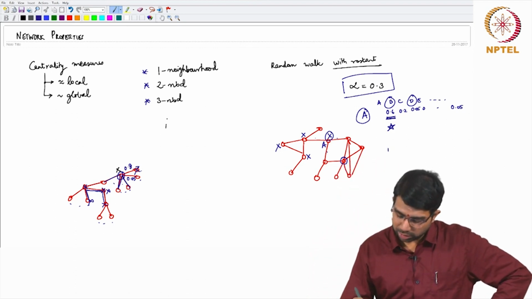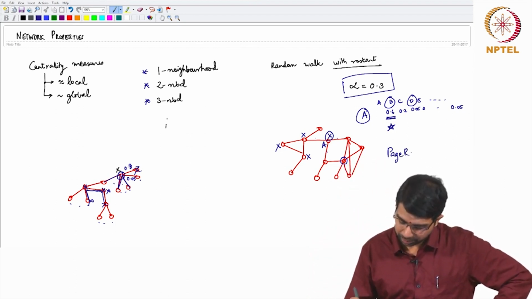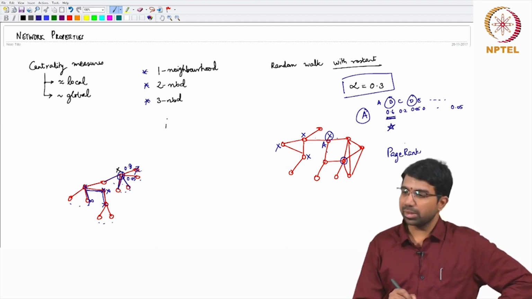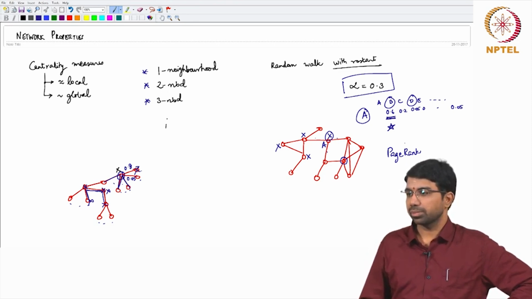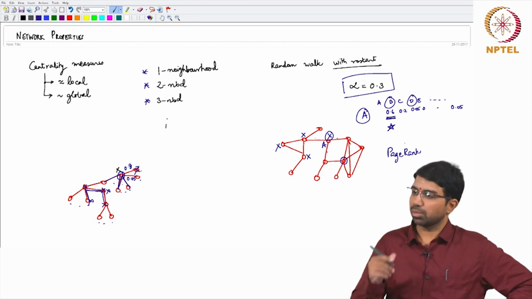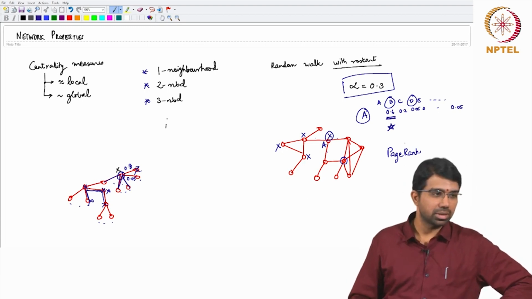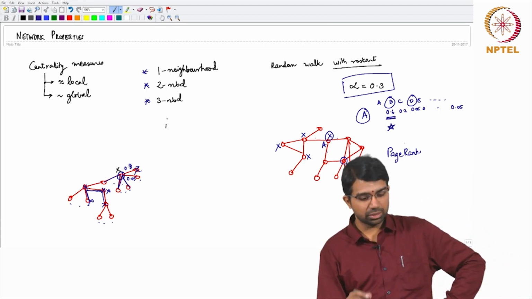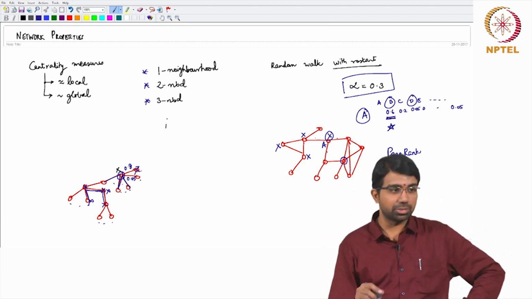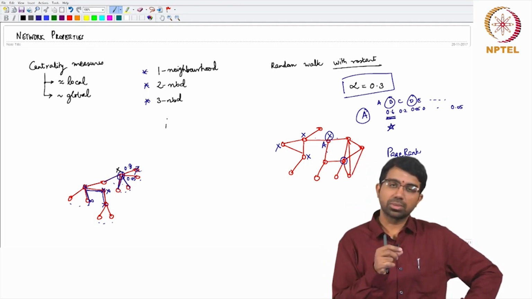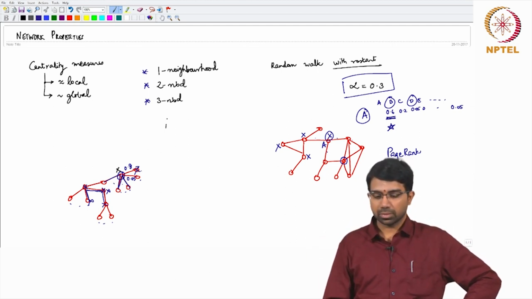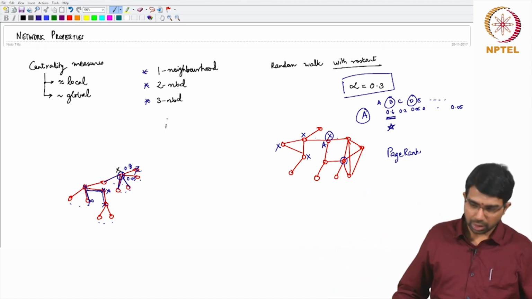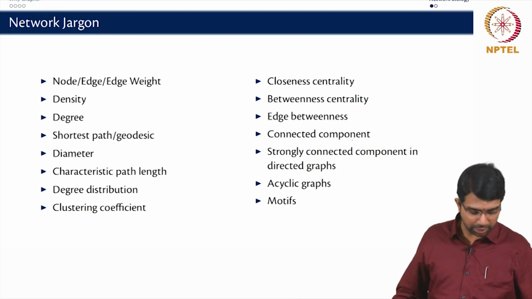In fact, Google's PageRank is intimately connected to this kind of metric. It again measures the stationary probability of visiting a web page or something like that. It is a centrality measure that essentially relies on this concept of some sort of weighted importance to different nodes in a graph.